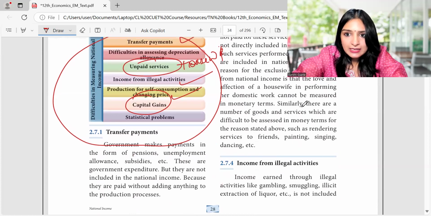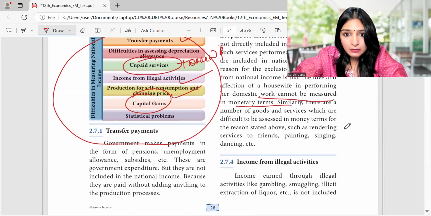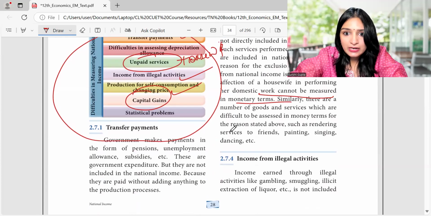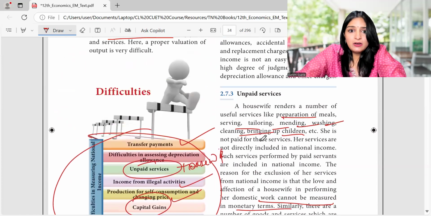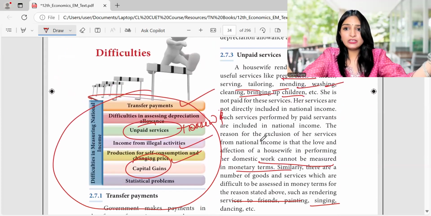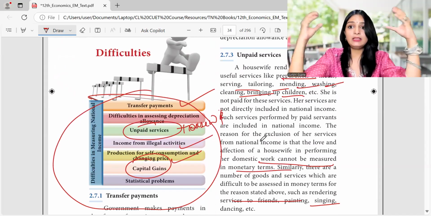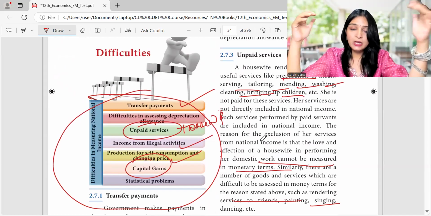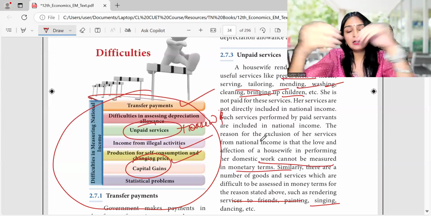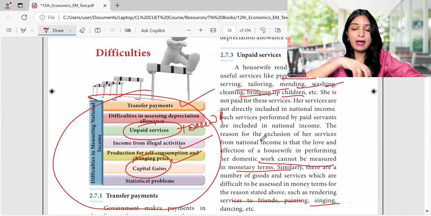So again, as I said, domestic work cannot be measured in monetary terms. Similarly, there are a number of goods and services which are difficult to be assessed in monetary terms, such as rendering service to a friend, painting, singing, dancing. So all these things are not accounted for anywhere. So these are the difficulties, which is why I think national income is somewhere underestimated, because we are not including a lot of things in national income which should have been. Only then we would know the actual value of output, the national income and the growth rate.